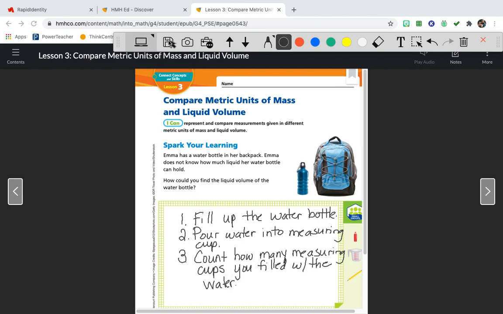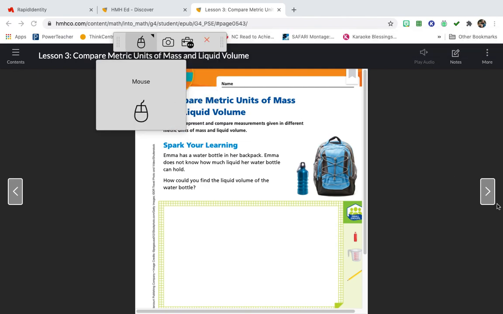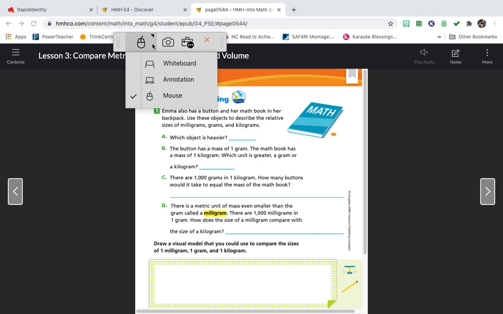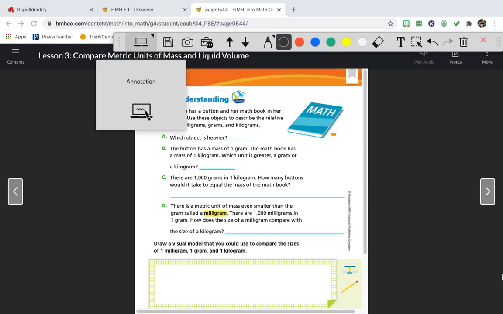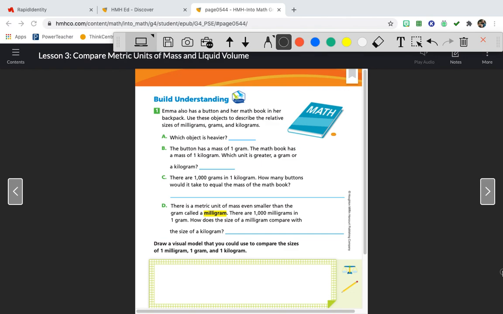Let's go to page 524. There we go. And let's look at Build Understanding. We're going to talk about Emma again. Emma also has a button and her math book in her backpack. Use these objects to describe the relative sizes of milligrams, grams, and kilograms. So we're trying to find the relationship between milligrams, grams, and kilograms, and we're going to use these objects in Emma's book bag to help us.